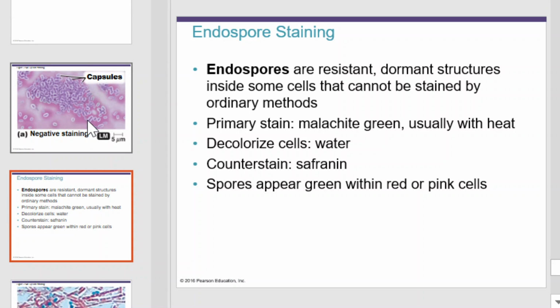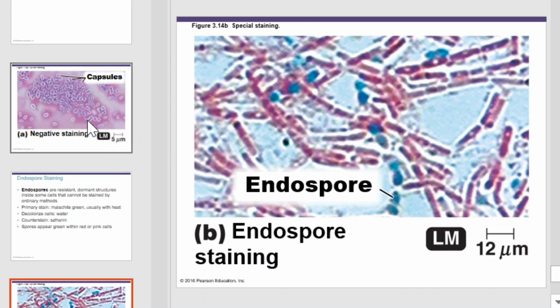Endospore stains. Endospores are resistant, dormant structures inside some cells that cannot be stained by ordinary methods. The primary stain in endospore staining is malachite green. It's usually applied with heat and driven into the cell. Endospore staining decolorizes cells with water, and then a counterstain is applied in the form of safranin. The spores will appear green with red or pink cells. This is an endospore stain.